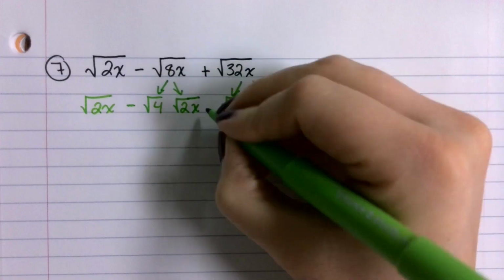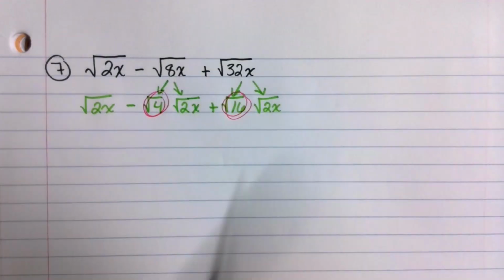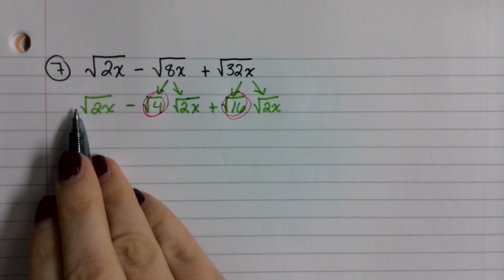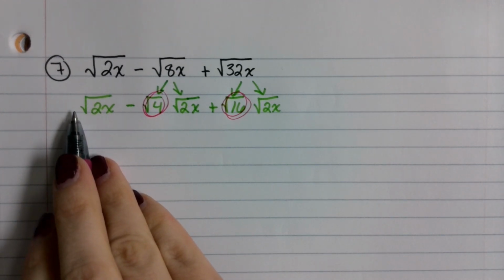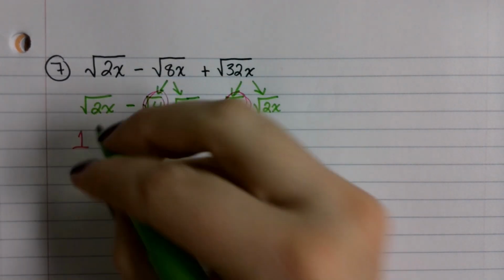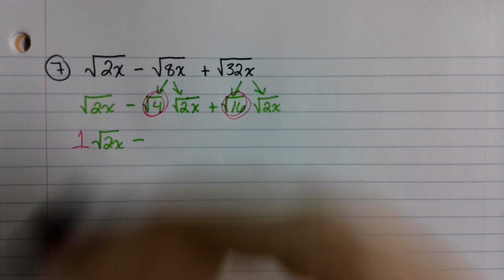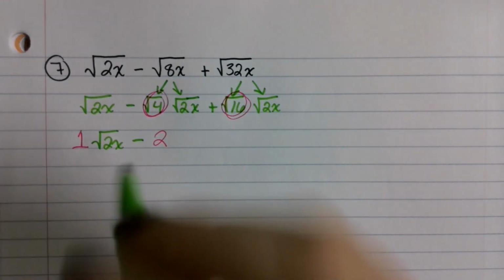So we have this. Now, square root of 4 is perfect. Square root of 16 is perfect. We don't have a coefficient in front of the 2x, but what is there? A 1. We know that there happens to be a 1 in front of this 2x. Minus, what's the square root of 4? 2. So we have 2 square root of 2x.